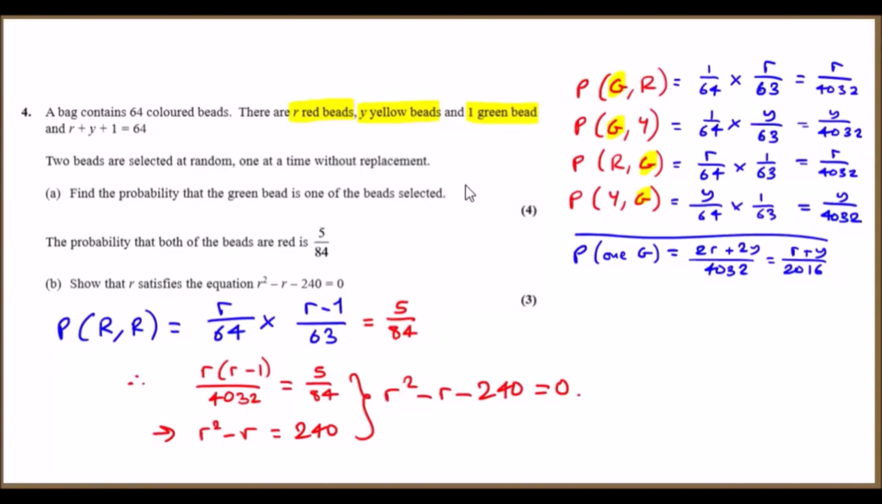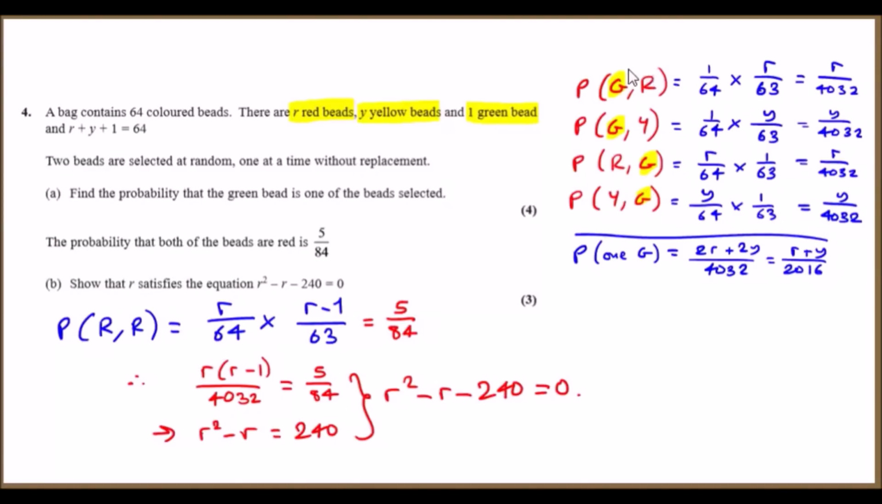Now this is easy. Just pick all the combinations where green is selected. So for example, the first pick could have been green, then I could have picked a red for the second. Or the first pick could have been green and then pick a yellow. Or in this case, the first pick could have been red or yellow, then green. So you can see that we've got 4 combinations.